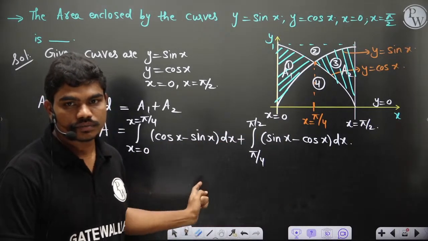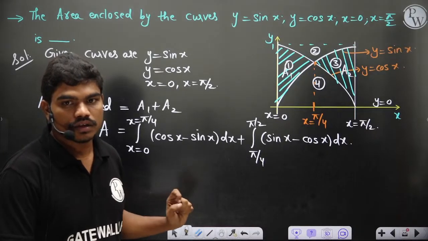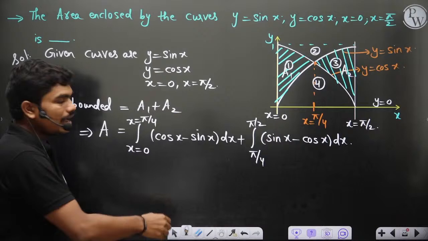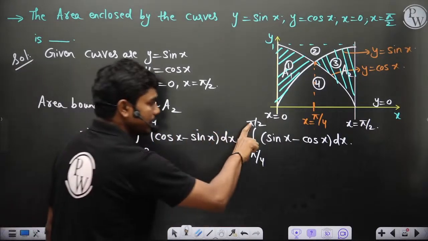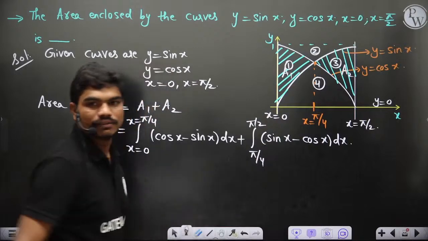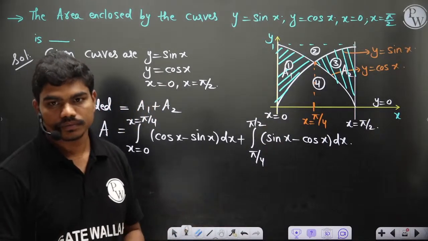Fine. Is this okay to all of you? Did you all understand why I have split the integration at pi by 4 and I have written cos x minus sin x in this part, and in pi by 4 to pi by 2, why I have written sin x minus cos x? Is this okay to all of you?